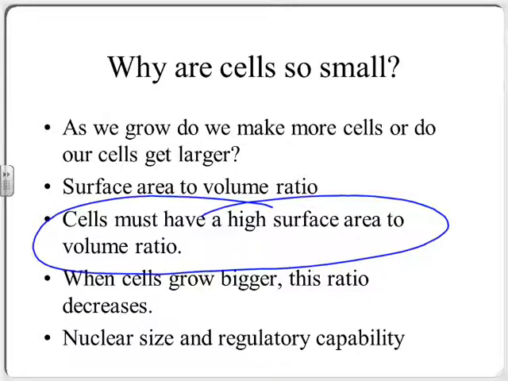When I'm talking about a mouse and an elephant, I'm not talking about per cell. I'm talking about the whole organism. A mouse as an organism has a high surface area to volume ratio. An elephant as an organism has what? A low one. As you get bigger, your surface area to volume ratio does what? Lowers, decreases. Let me show you that mathematically up here.